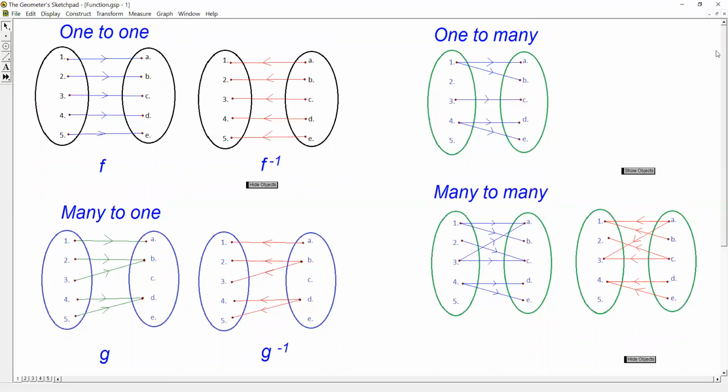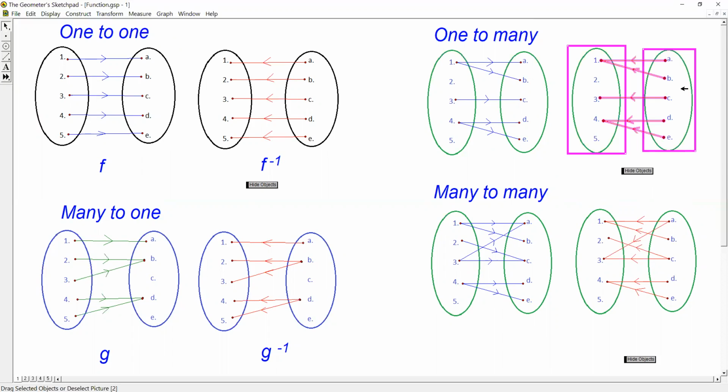And for this case, many-to-one, we look at the reverse. The reverse is actually a function. But the original one is not a function already, so we don't have to consider the inverse here.